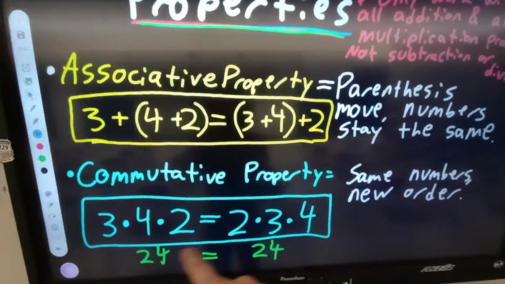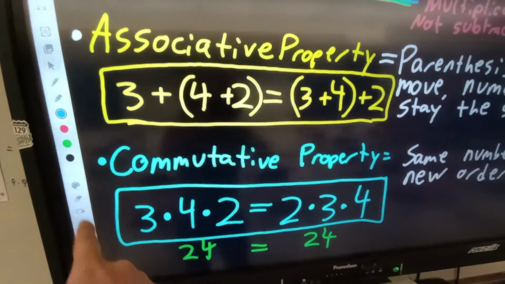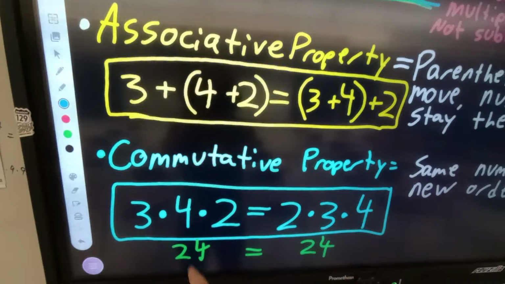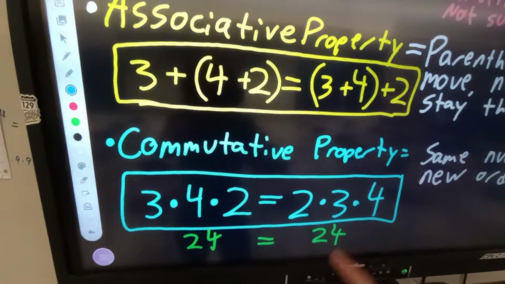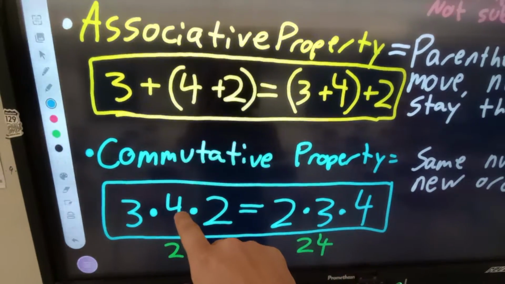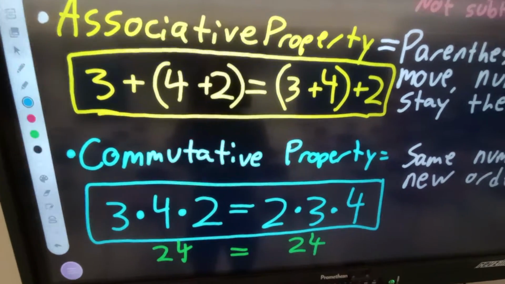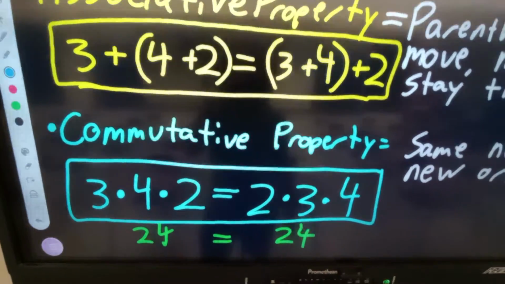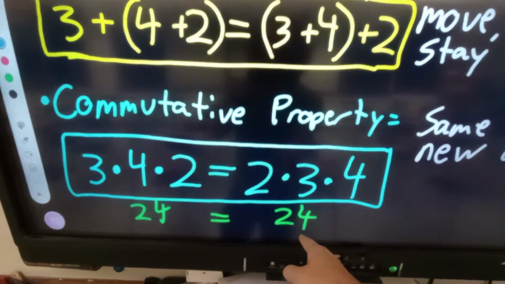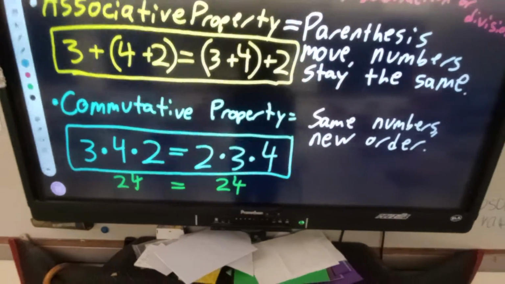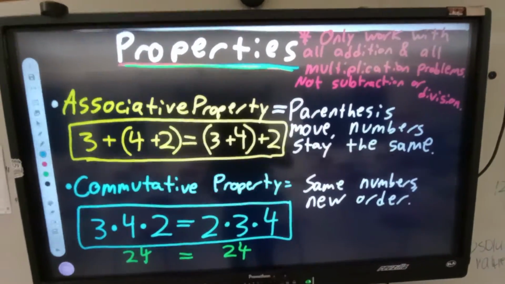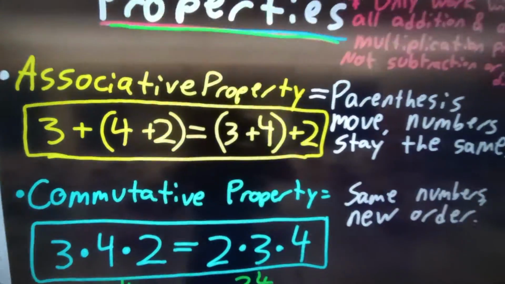Okay, so in this case, I have a multiplication set up. We have 3 times 4 times 2, which would equal 24. And then on this side, I switched the 3 and the 2, and I moved the 4 over as well. So completely different order, but now it's also going to equal 24. That is what the commutative property states. It's that it's going to be the same numbers, just in a different order.